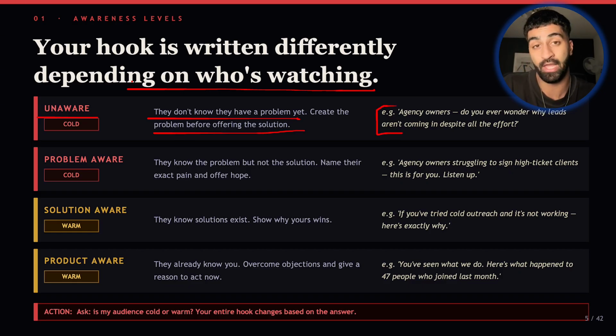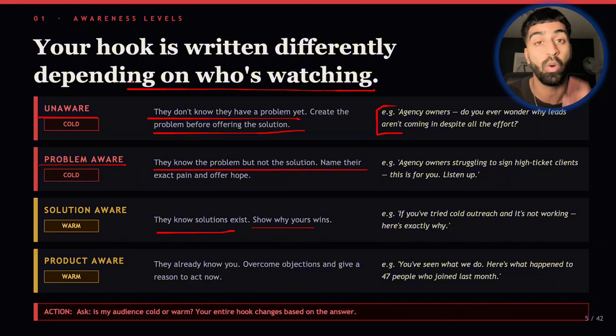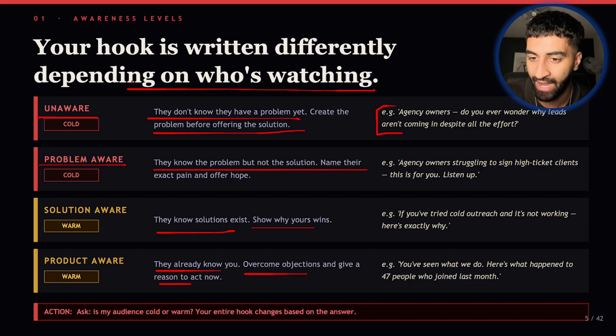Right, so do they know they have a problem? Are you trying to sell something where they don't know their problem? Are they cold, completely cold? Or are they semi-cold? Like, are they problem aware? They know they have a problem but not a solution. Name their exact pain and offer hope. Or are they warm? Like, are they solution aware? They know a solution exists, show them why yours wins. Or are they hyper warm? They're product aware. They know you exist. Yeah, they already know you. Overcome objections and give a reason to act now.